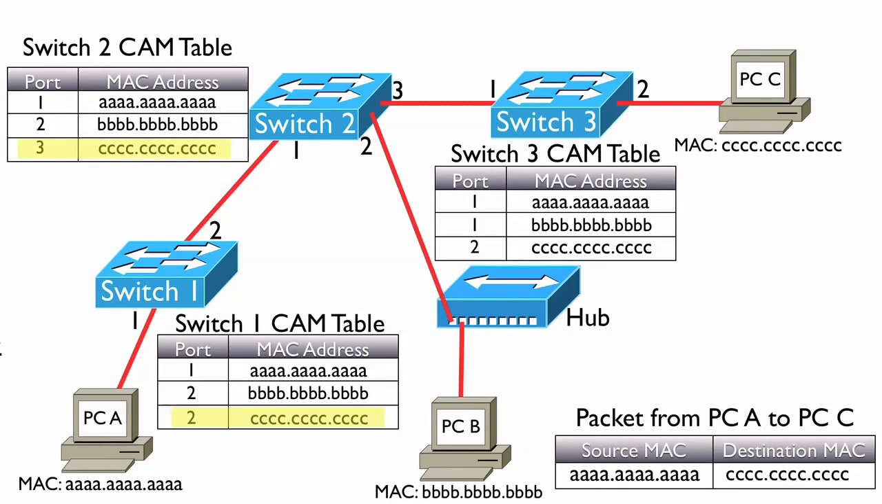It goes into switch 2. Switch 2 looks at the destination MAC address, it's all C's. According to its CAM table, that's available only off of port 3. No need to send it out of port 2. We send it out of port 3 into switch 3. Switch 3 says, the all C's MAC address I learned, that lives off of port 2, and it forwards it to the destination PC.